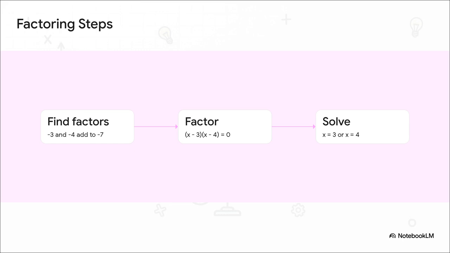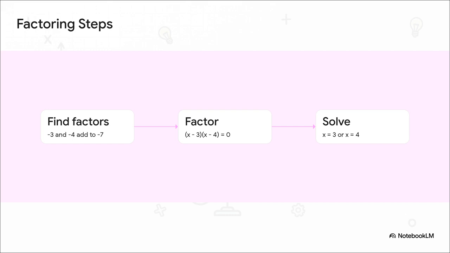Step 1, we patiently look for two numbers that multiply to our n number, which is a positive 12, but somehow add up to our middle number, -7. Think about it for a second. Those numbers are -3 and -4. So step 2, we write out our factored binomials. x minus 3 times x minus 4 equals 0.